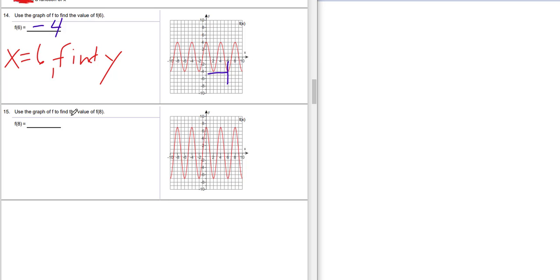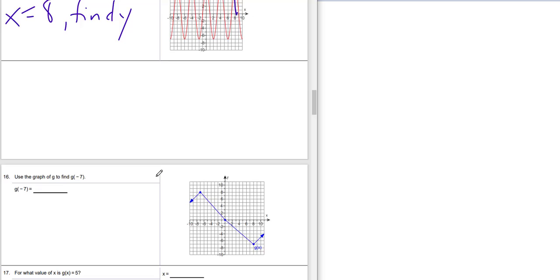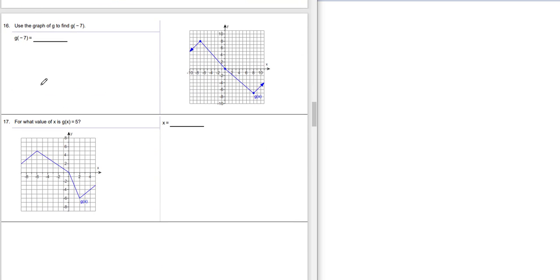Same thing for number 15. Use the graph to find f of 8. That means x is 8. Find y. So here's 8. I got to go up here, go over. That looks like it's at 7. So reading graphs to find input and output. Here they give us x is -7 in a function named g. Here's our picture of g. If x is -7 right here, what's the y? It's 8.